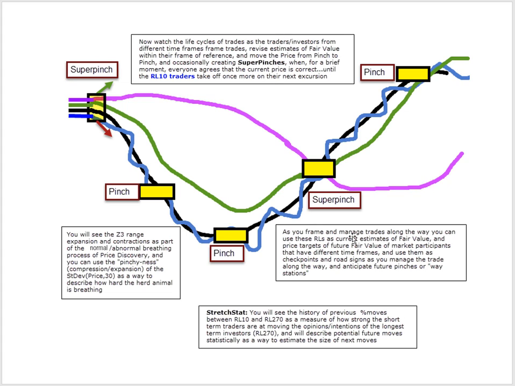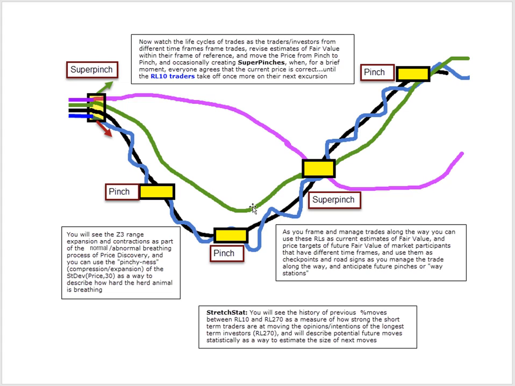Now, as you frame and manage trades along the way, you can use these RLs as proxies or current estimates of fair value and future fair value of the various market participants that are observing this in different time frames. You can use those as checkpoints or road signs, as you will, as you manage the trade. So if I was in this leg one down pinch, leg two down pinch, and now I'm looking to, I see this reversion to the mean developing.